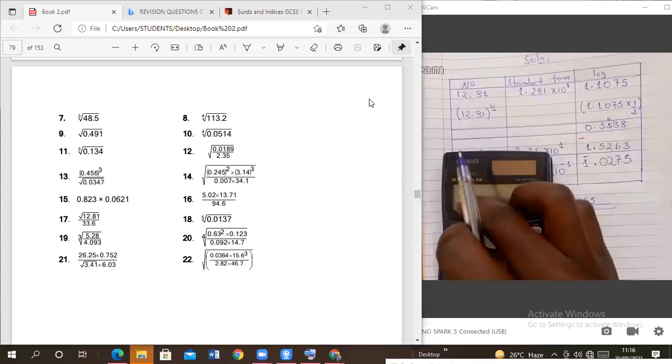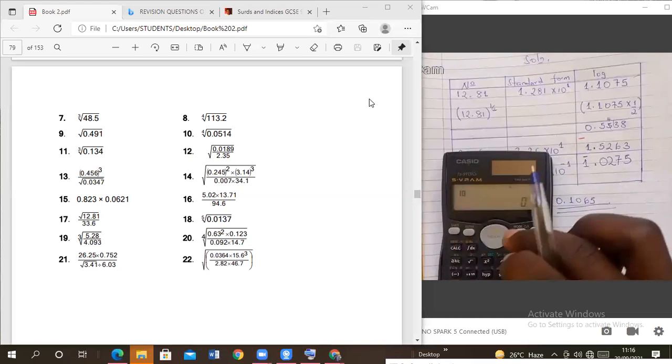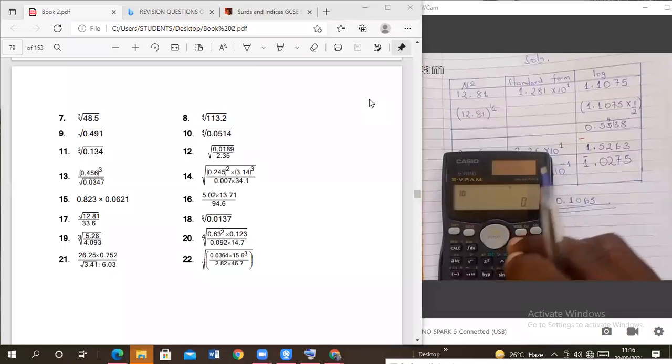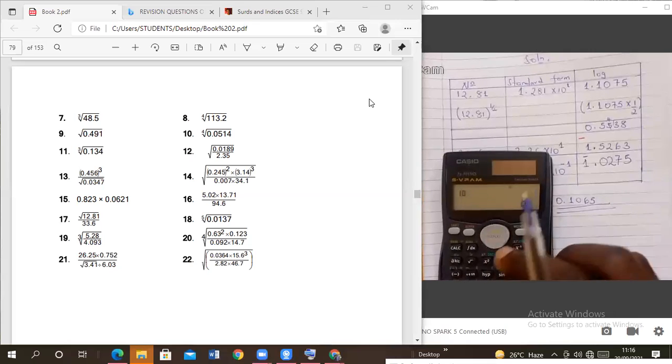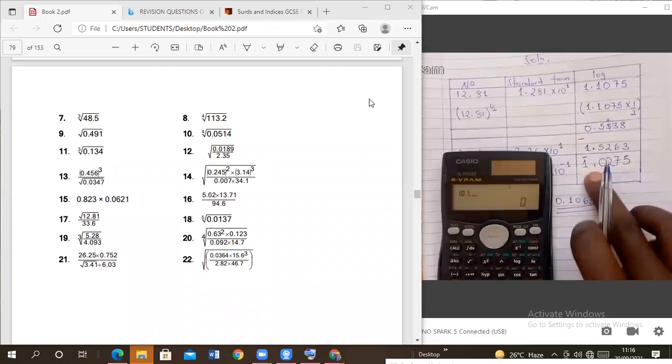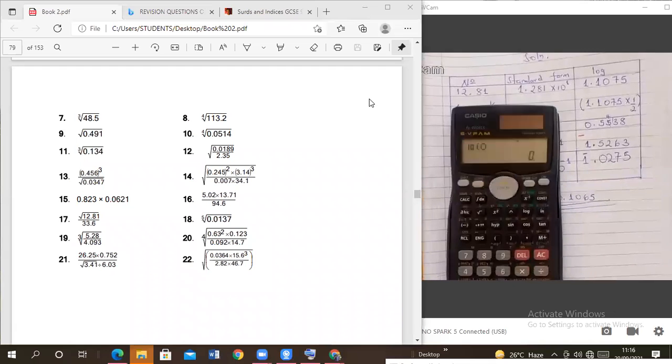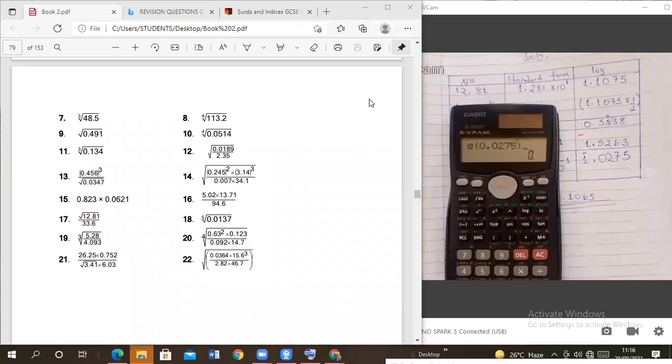When it displays like this, it means you are getting the antilog. Antilog means you are getting back the real number. Then you open a bracket. Like here, we are getting the antilog of 0.0275, like that. Then close that bracket. It will give you the answer like that.